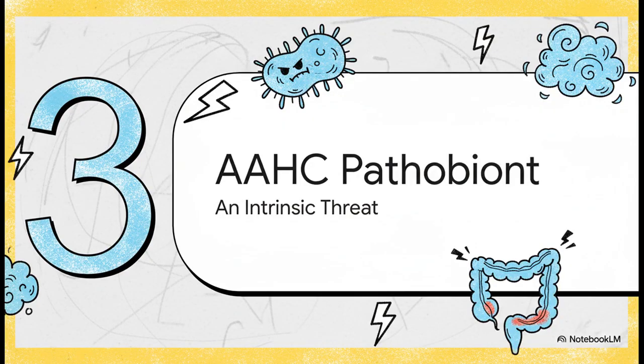Okay, so now for the pivot. Let's talk about its other personality, which is far more unique and specific. This is where we see Klebsiella oxytoca not just as an opportunist, but as a pathobiont, the direct cause of antibiotic-associated hemorrhagic colitis, where the threat literally comes from within.